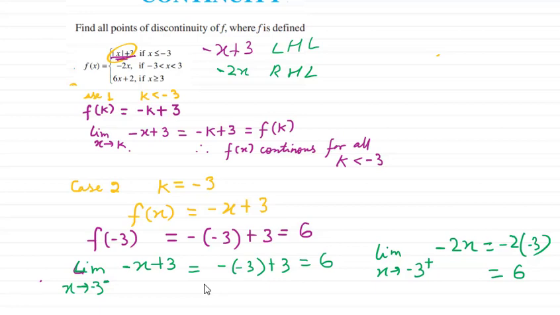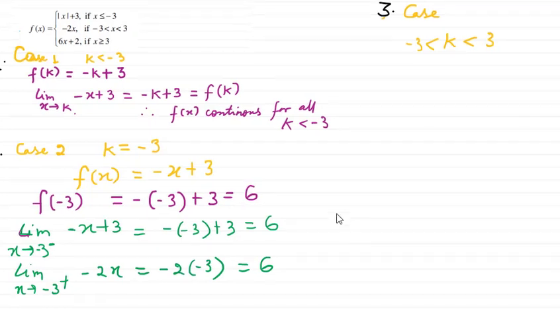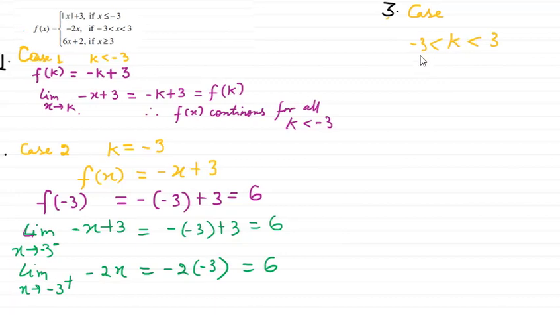Now let's move to the next case. Now for the third case, what we have, the k will be between minus 3 and 3. So now first we will check which functions will be valid for the third case. When k is between minus 3 and 3, let's see which function is valid.